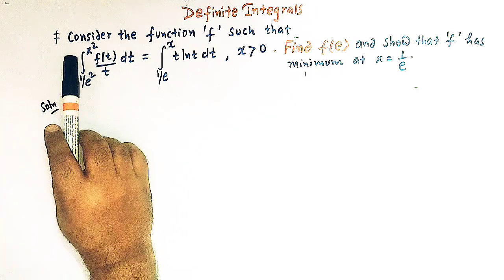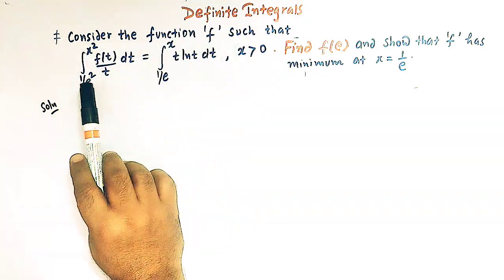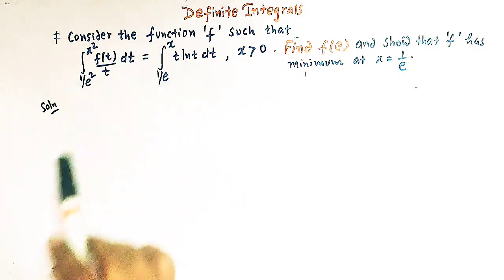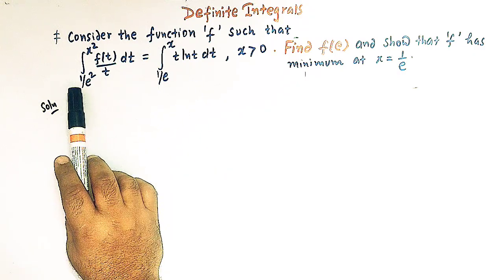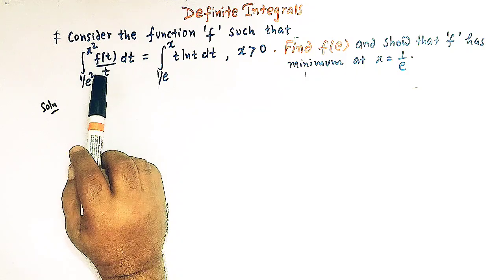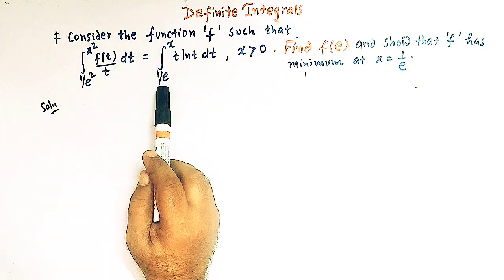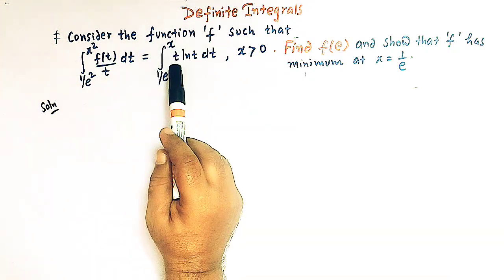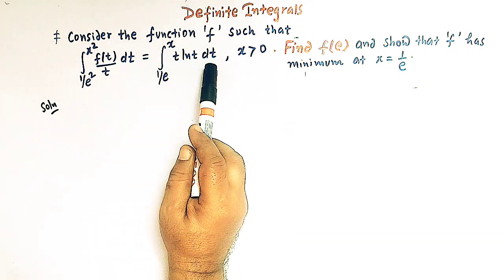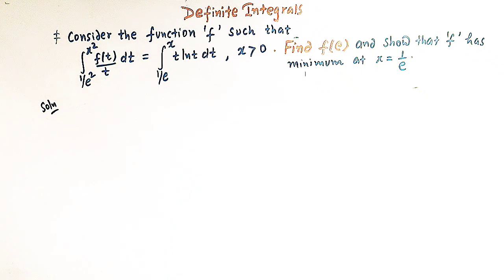Right. So here we have a function f which satisfies this equation, that is, the integral from 1 over e square to x square of f of t divided by t dt is equal to the integral from 1 over e to x of t natural log of t dt, where x is greater than 0, right? And we have to find the value of f of e, and we have to show that f has a minimum at x is equal to 1 over e.